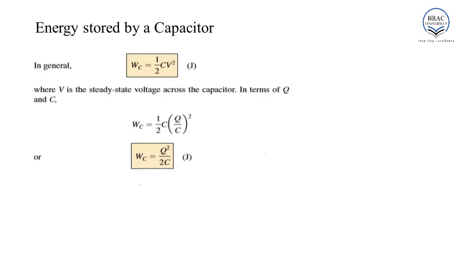We know that V is equal to Q by C. If we substitute that over here, then the expression for the energy stored by a capacitor becomes half C Q squared by C squared, which is basically equal to Q squared by 2C.